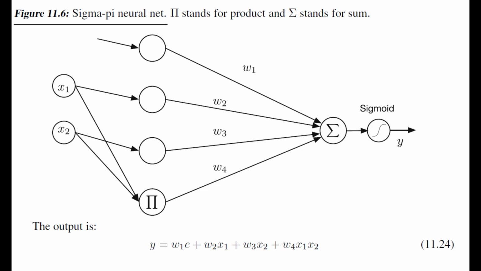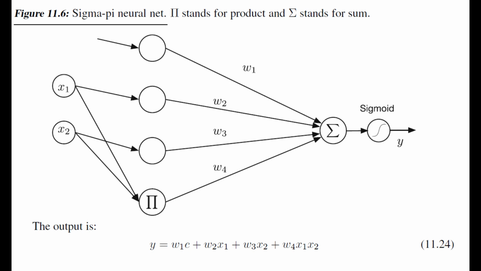Sigma is the summation function, which adds the weighted inputs together. Pi is the multiplication function, which multiplies the weighted inputs, x1, x2, together. Y represents the output of the neural network. The mathematical formula for the output is shown at the bottom of the image.